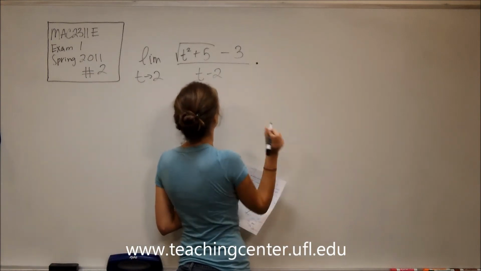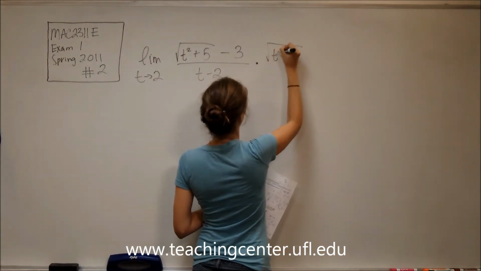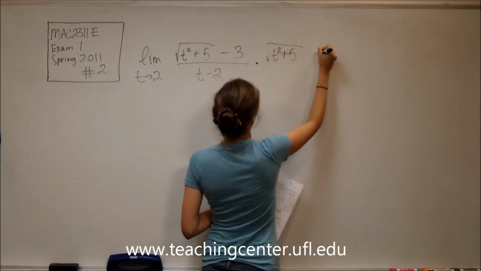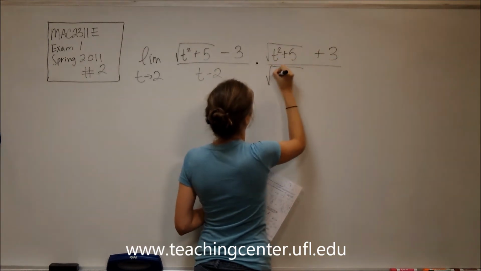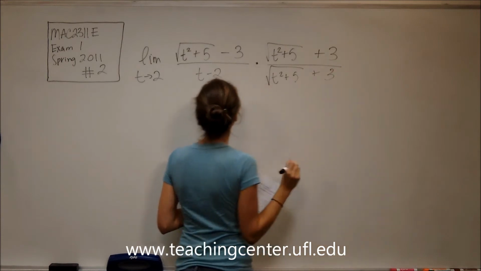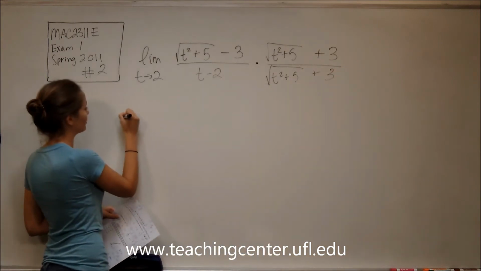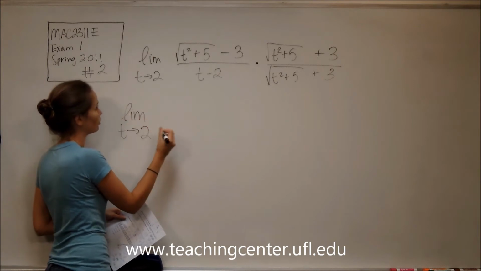So to rationalize the numerator, we just have to multiply it by its conjugate, which is the square root of t squared plus 5 plus 3, all over the square root of t squared plus 5 plus 3. Okay, so now we have the limit as t approaches 2.